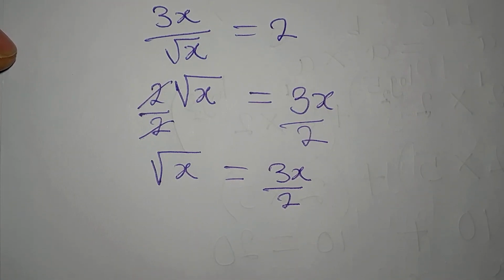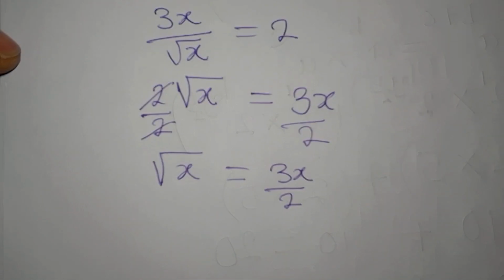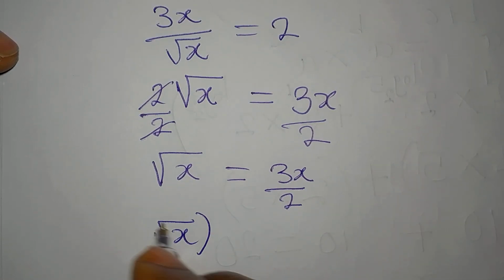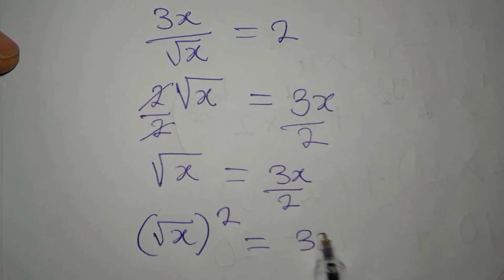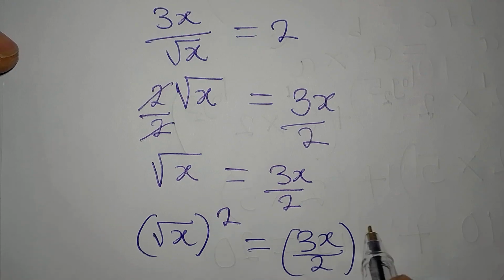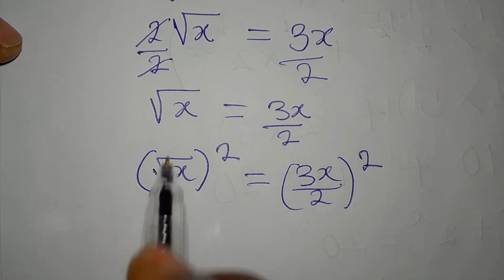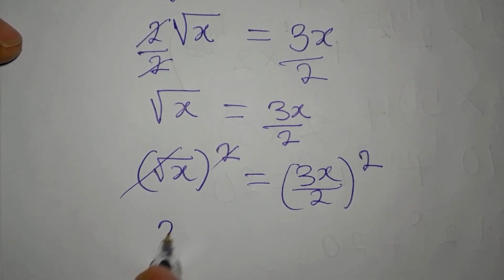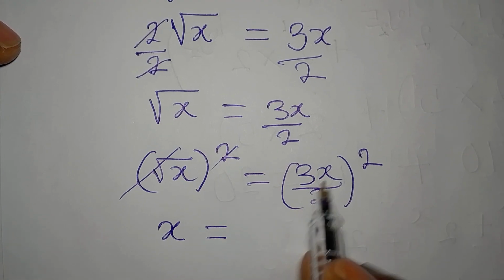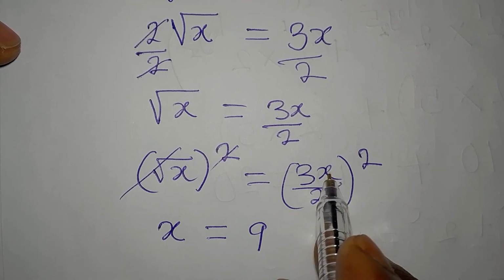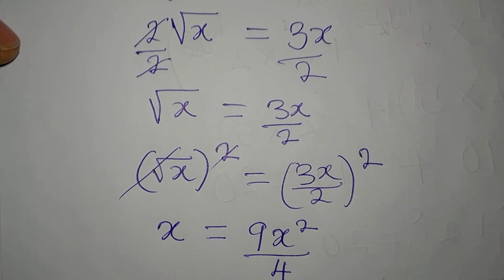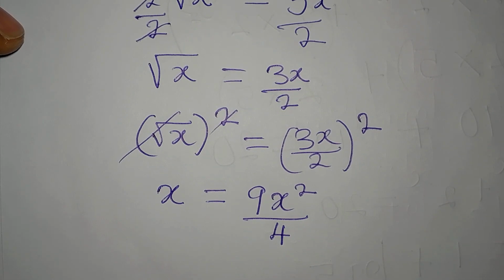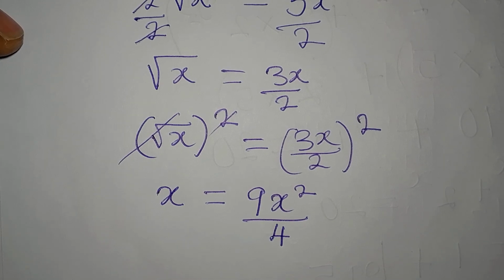Now what again do I have to do? Square both sides. We are squaring both sides so as to eliminate the root. And here we have 3x over 2 all squared. This will go with this one now, and then x from here will be equal to 3 squared is 9, x squared comes down, and then 2 squared is 4. Remember that the square here is for both numerator and the denominator, right?